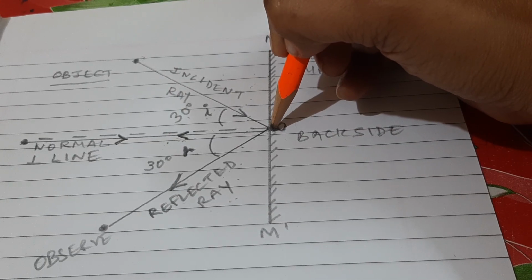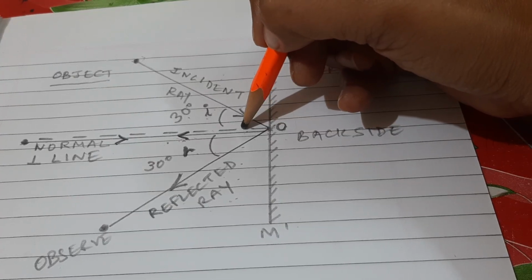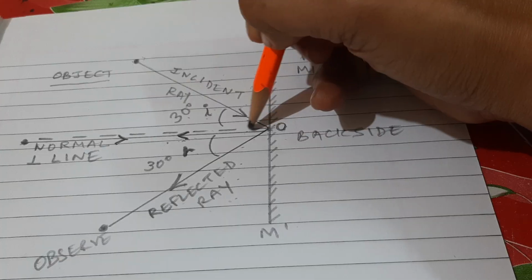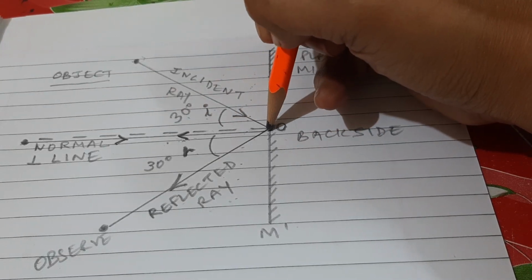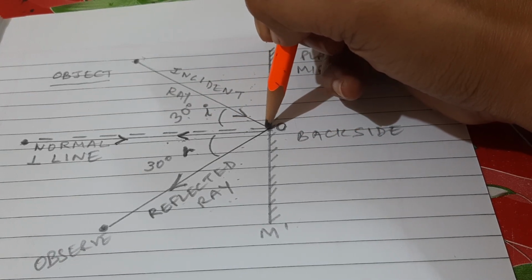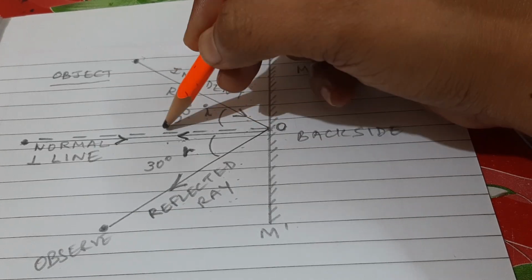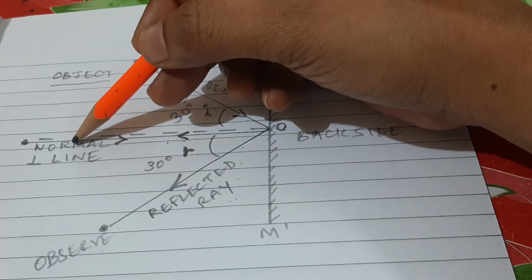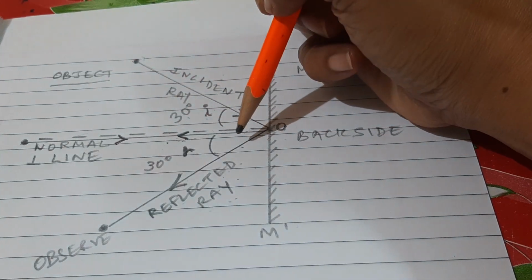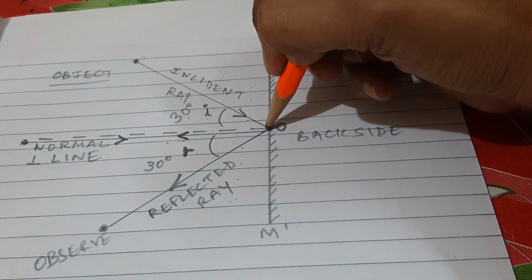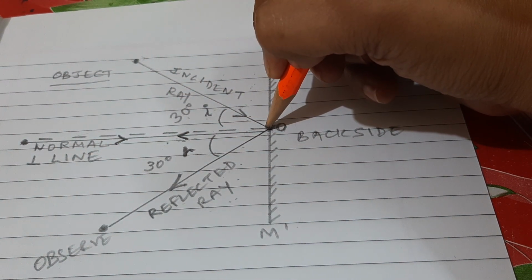Okay, and in this case we have taken a dotted line here. This dotted line is drawn towards the left side of the reflecting surface of mirror and it is starting from the point of incidence. Okay, so this line is called as normal. This line is also principal axis and this normal is the perpendicular line drawn from the point of incidence on the mirror.